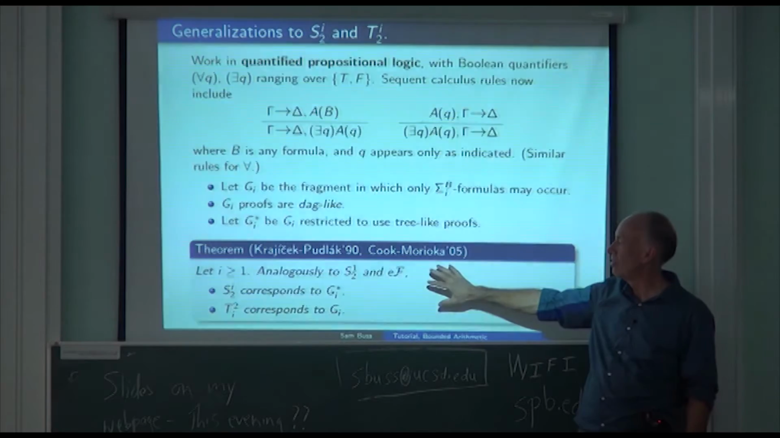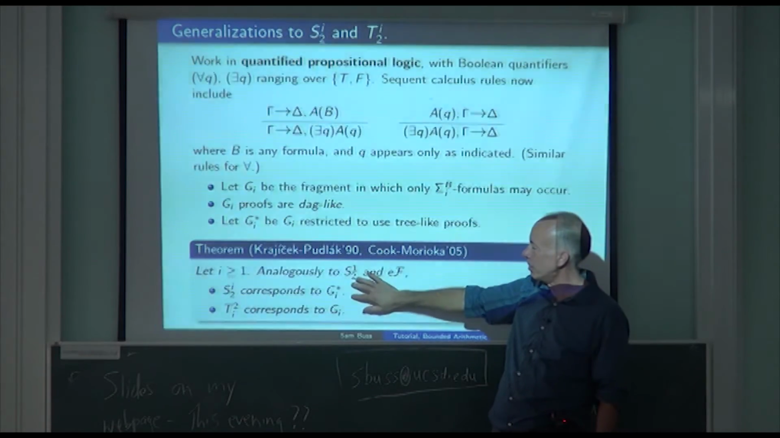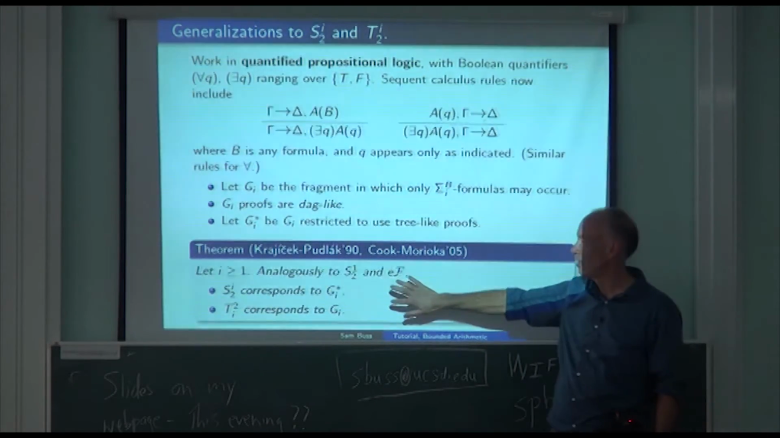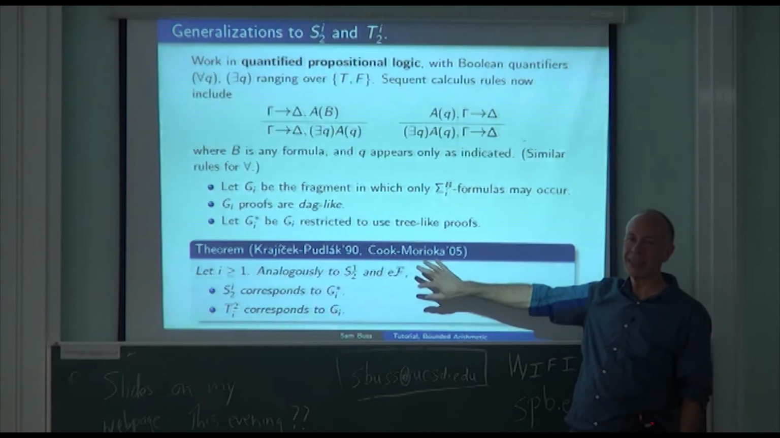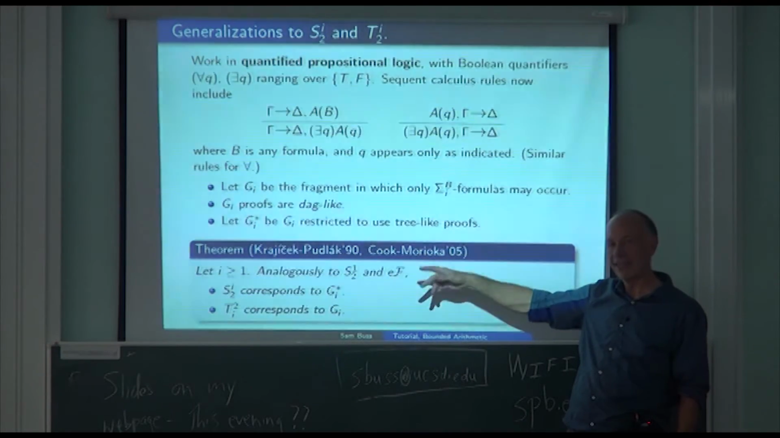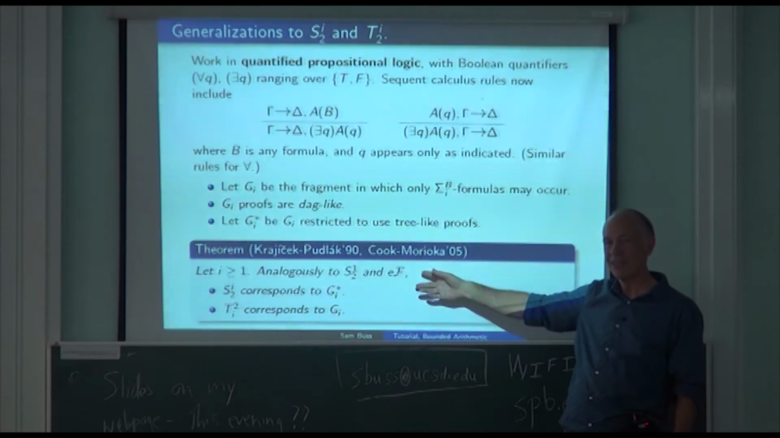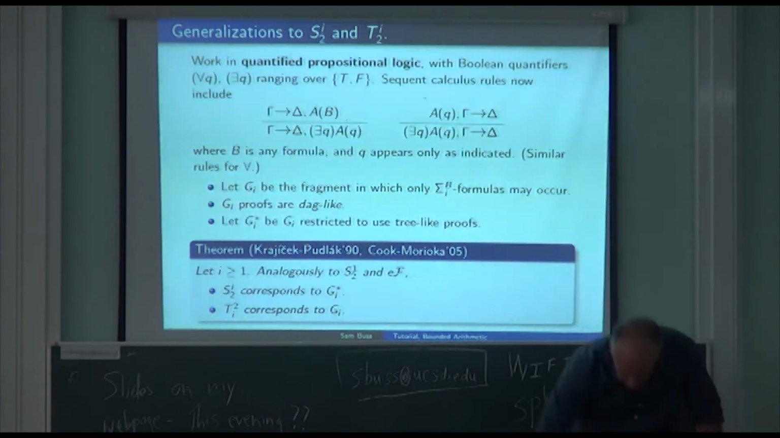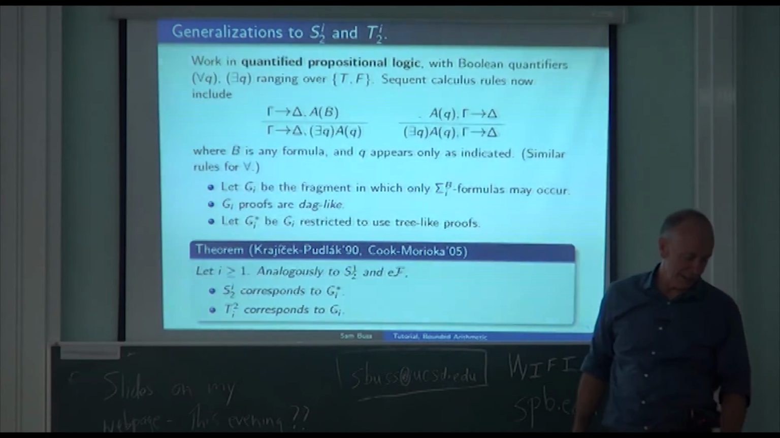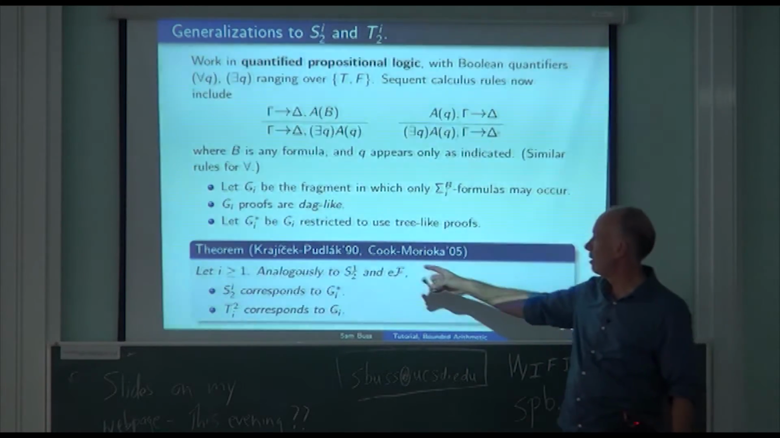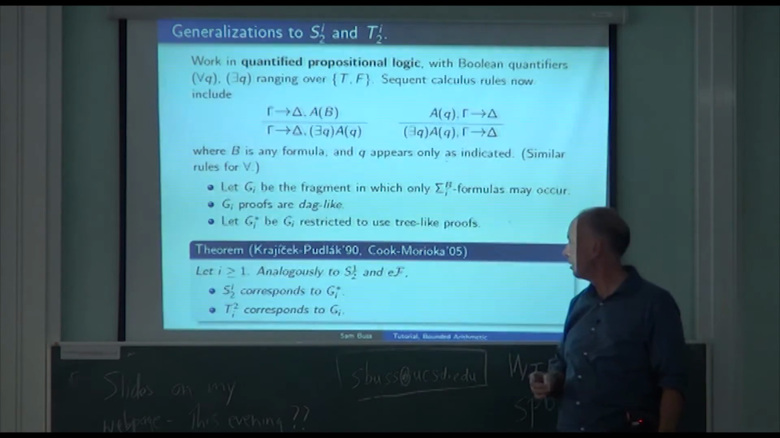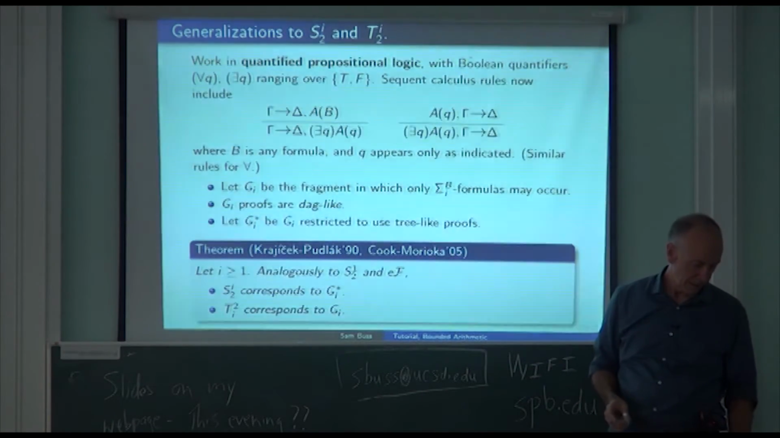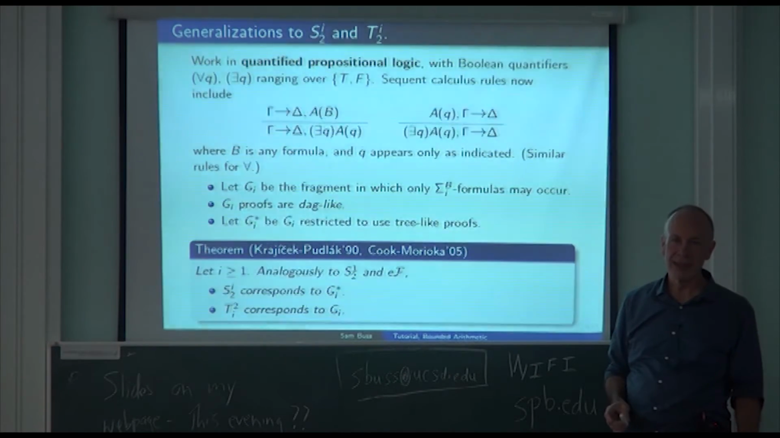And in particular, it works even for i equals 1. So for i equals 1, tree-like sequent calculus with only sigma capital B1 propositional formulas corresponds to extended Frege, corresponds to S^1_2. The DAG-like version of the same system corresponds to T^1_2. I didn't want to get into the details of this. This is due to Krajíček and Pudlák, and a slightly modified version was done later by Cook and Morioka. So we get a whole hierarchy of these theories as well. Again, I'm trying to stay at the i equals 1 case as much as possible.